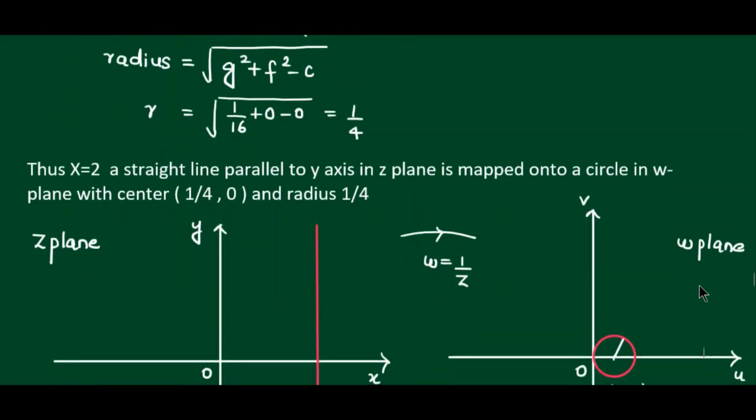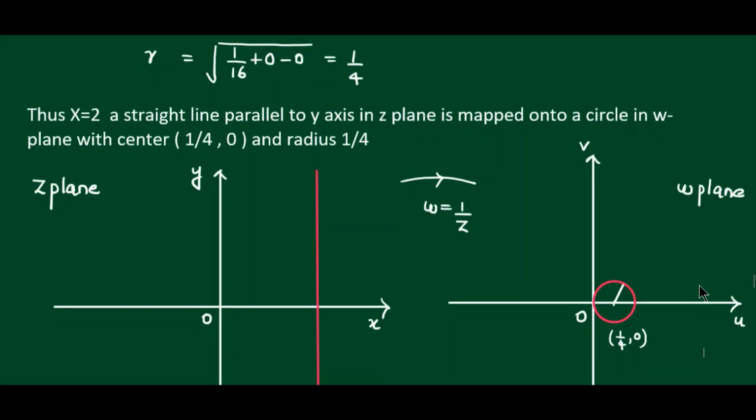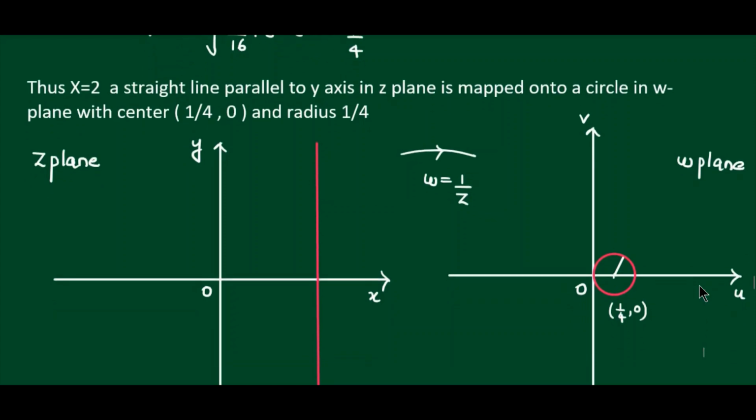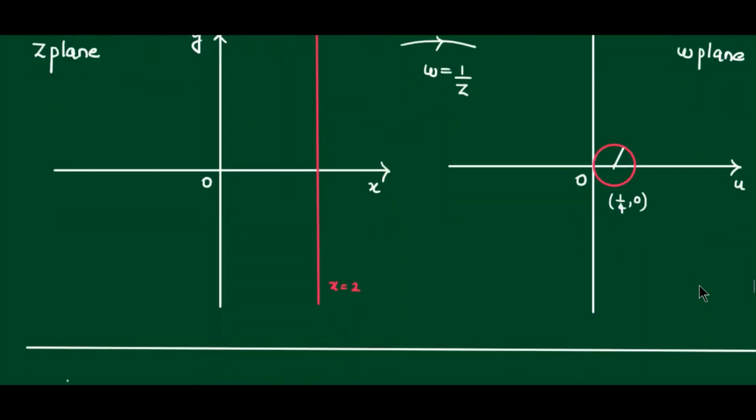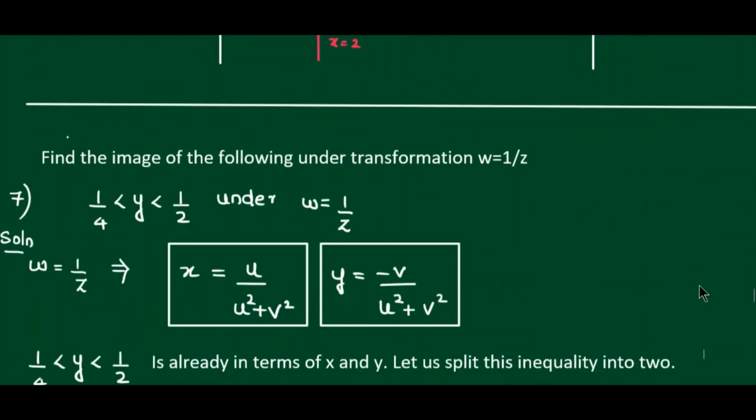Thus we can conclude the straight line x equal to 2, which is parallel to the y axis in z plane, is mapped onto a circle in w plane with center 1 by 4, 0 and radius 1 by 4. We can proceed with the next problem.